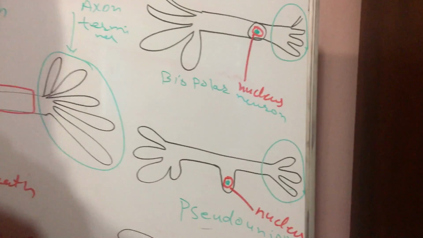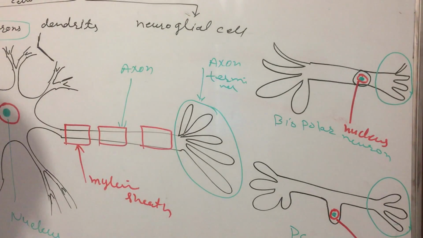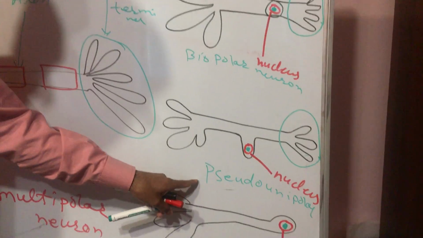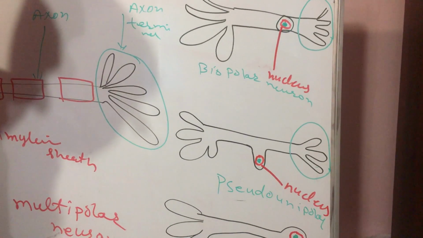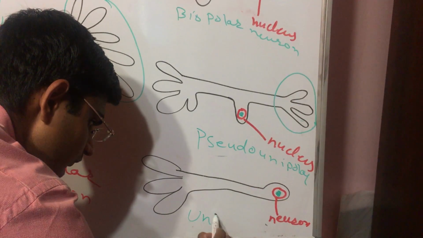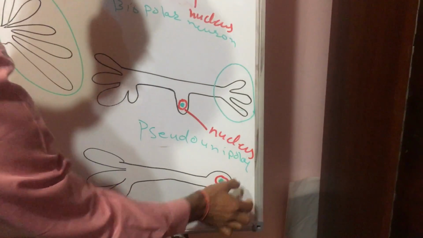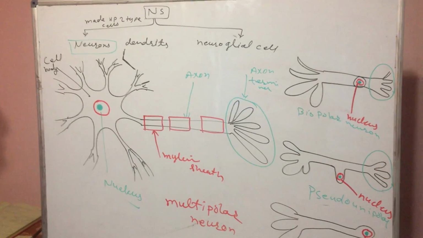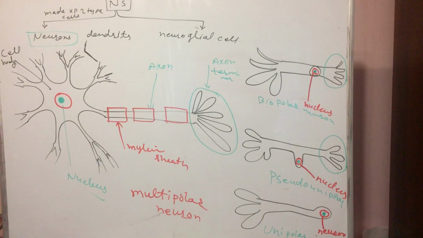Okay, axon terminals, or we can say synaptic terminals. These three types of neuron, multipolar neuron, bipolar neuron, and pseudo-unipolar neuron, have axon terminals, or we can say synaptic terminals. But unipolar neurons don't have them. This is the unipolar neuron. This doesn't have axon terminals. Okay, this is the general classification of the neurons.